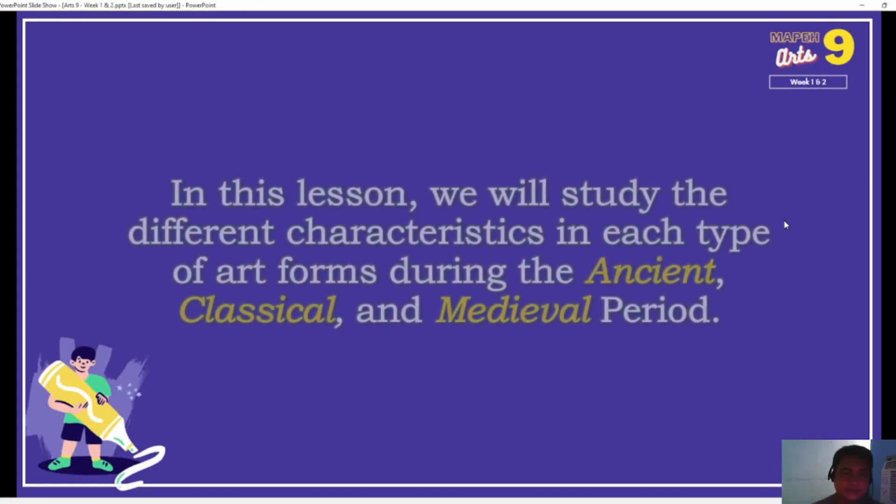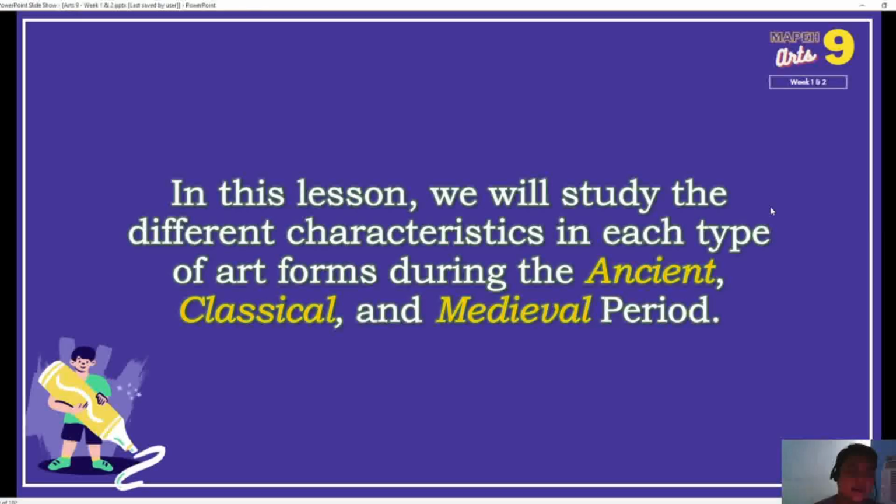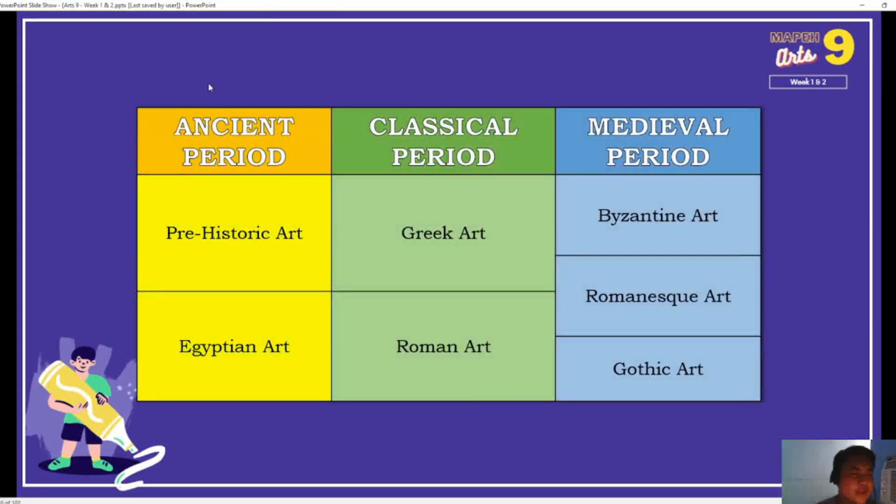In this lesson, we'll study the different characteristics in each type of art forms during the ancient, classical, and medieval periods. So take note of this: the ancient, the classical, and the medieval period. For the ancient period, we have the prehistoric art and the Egyptian art. For the classical period, we have the Greek art and the Roman art. And for the medieval period, we have the Byzantine art, Romanesque art, and the Gothic art.